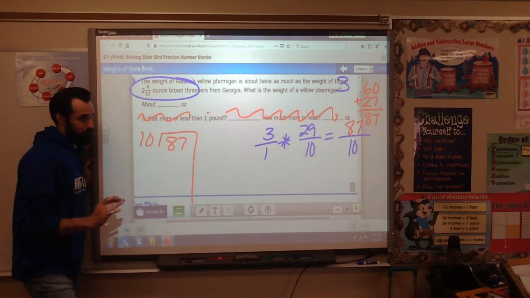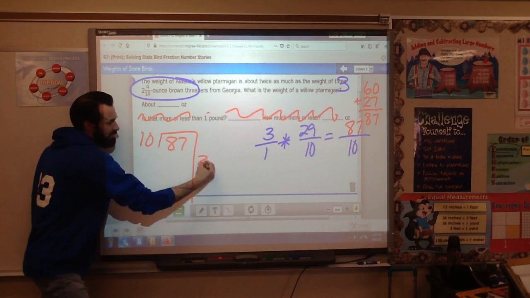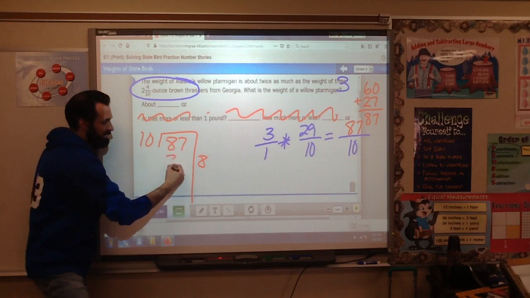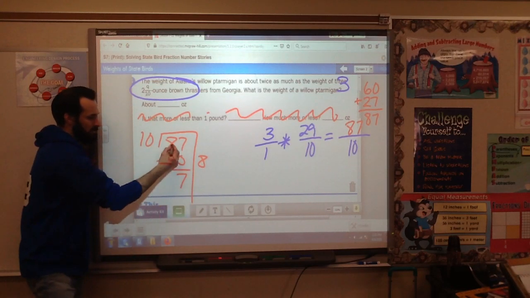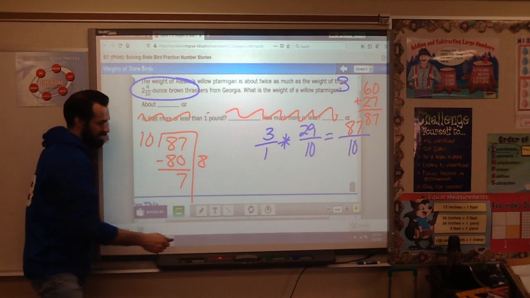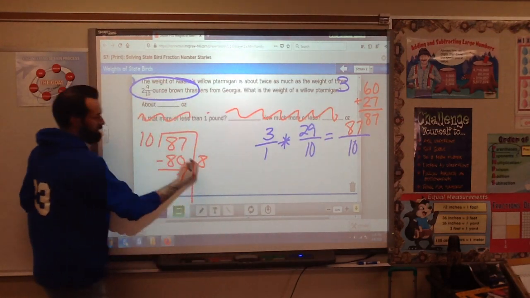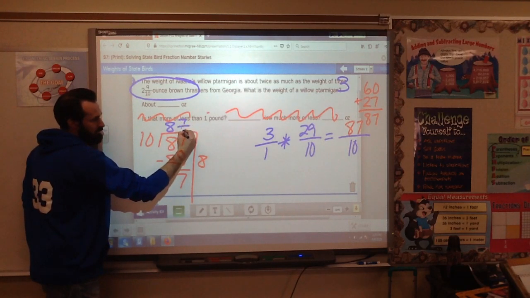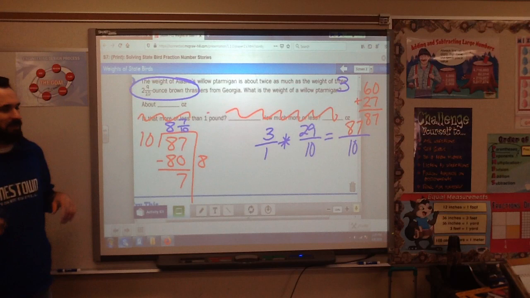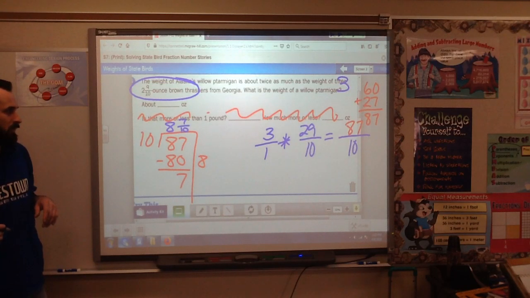Okay, here's what I know. I know if I take 10 times 8, I'm going to get 80. 7 minus 0 is 7. 8 minus 8 is 0. So my answer here is going to be whole number 8, numerator 7, denominator 10. It's 8 and 7/10 pounds.